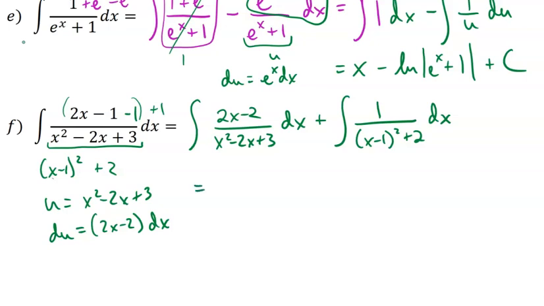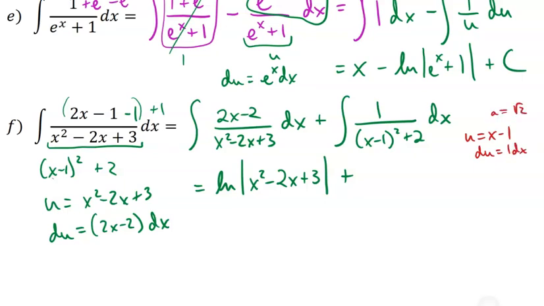Okay, so then integral of 1 over u du, I already know that my substitution matches, so that's going to be natural log of absolute value x squared minus 2x plus 3 plus, and then this is a tangent inverse form where u is x minus 1, du is just 1 dx, so I don't have to change anything there, and then a is root 2. So this is 1 over root 2 times tangent inverse of u over a, so x minus 1 over root 2 plus c.